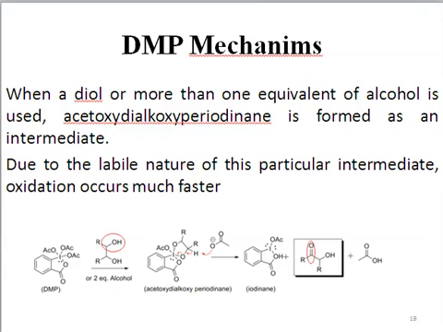And the reaction is very fast, the reaction is very clean, but the problem, as I've mentioned, is that DMP is very expensive as well as explosive, so it cannot be used on a larger scale, it cannot be used on an industrial level.